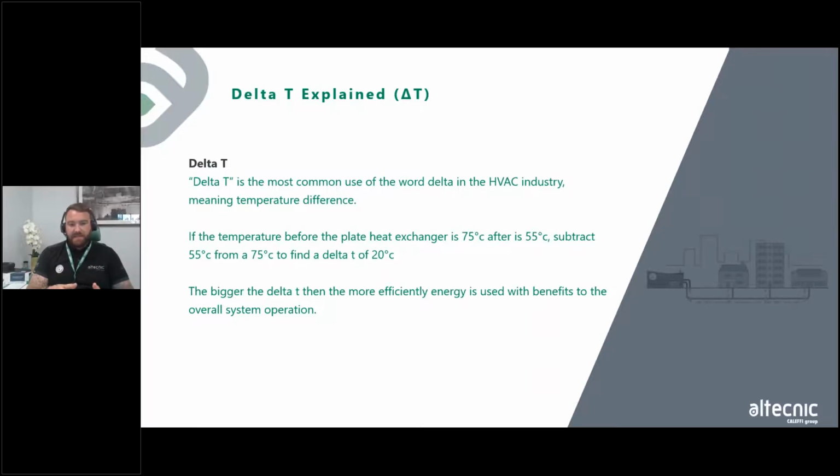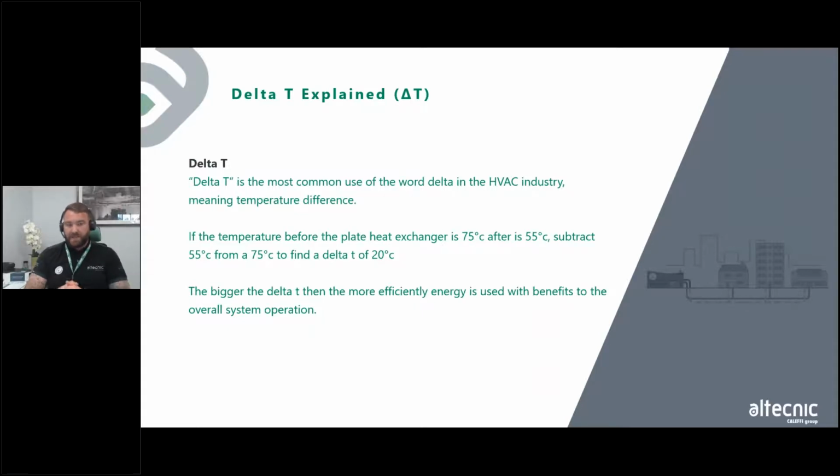So the bigger the delta T, the more efficiently energy is used, with benefits to the overall system operation. What we're looking for on a system as a whole is a low return temperature. We're looking for a wide delta T, because that means all the heat that is being produced by the energy center is being used efficiently. If we just circulate hot water, essentially we've got a very expensive paperweight sitting in a plant room that's not doing anything. So we want to make sure that we're drawing that energy as best we can.